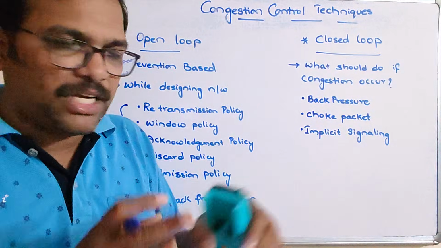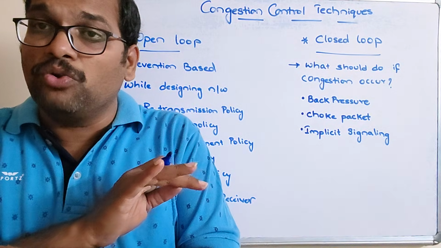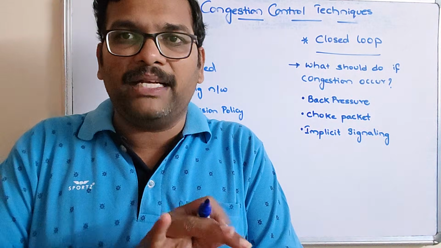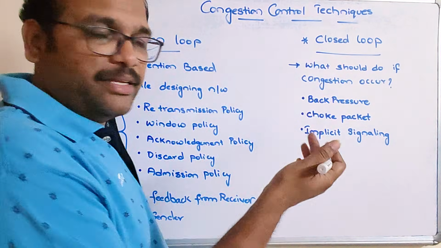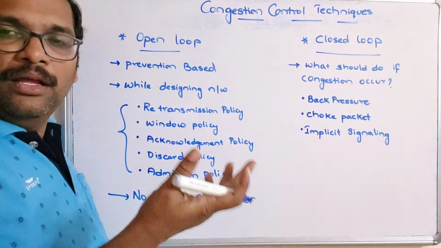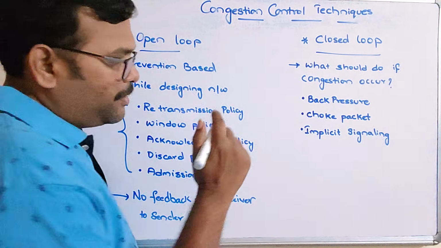a signal to the sender that there is congestion, so the sender has to reduce the transmission rate. So that is called implicit signaling. There is no choke packet and no separate control packet sent to the sender. So the sender will know to reduce the transmission rate.